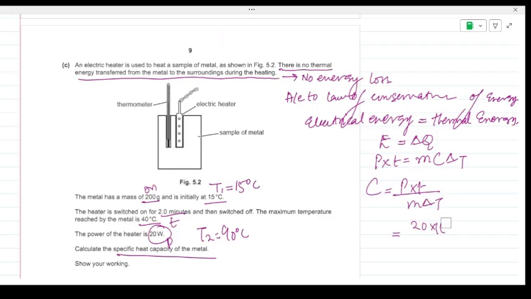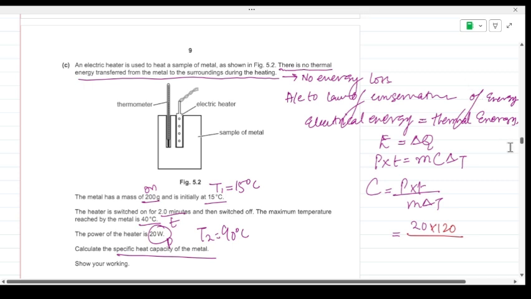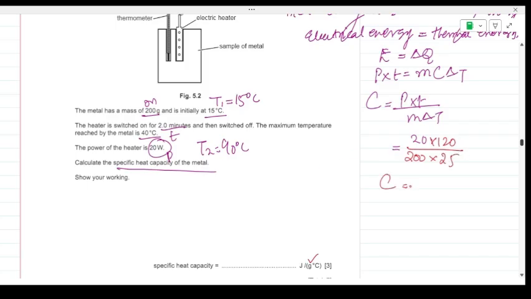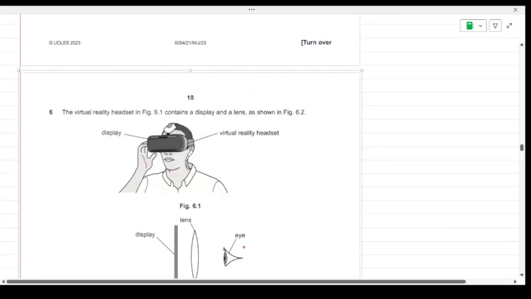So we can write 20 times 120 seconds, divided by the mass, which is 200 grams. We have noticed here that the unit is grams, so we will not convert. We write the same numbers, and the difference of temperature will be 40 minus 15, which is 25. When we do the calculation, we get a number approximately equal to 0.48 joules per gram per degree Celsius. This is the specific heat capacity of the metal. So moving on.